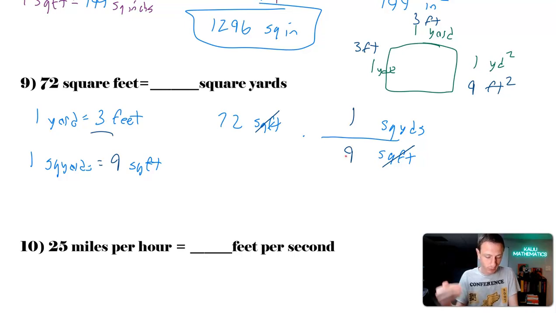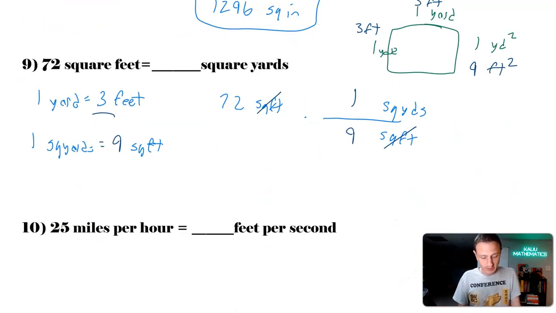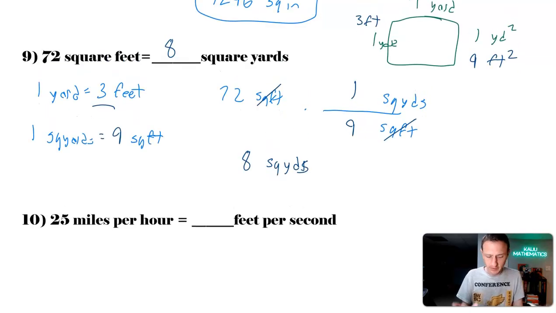So the conversion here is 1 over 9, where before the conversion was square inches and square feet. So 1 is on bottom, and then 144. So that's going to be 1 over 9, which is 72 divided by 9, which is 8 square yards. So 8 square yards. Yeah, square footage, square yards, square inches, when you're looking at it as a square unit, gets a little bit difficult.